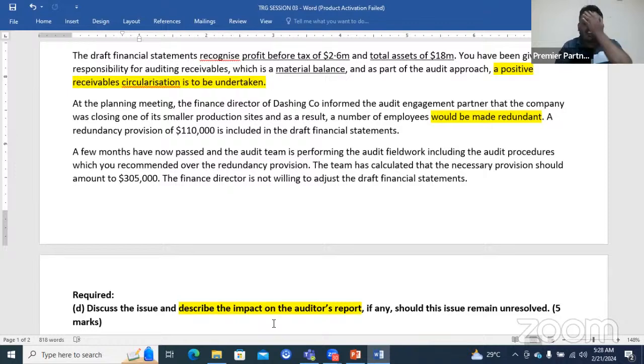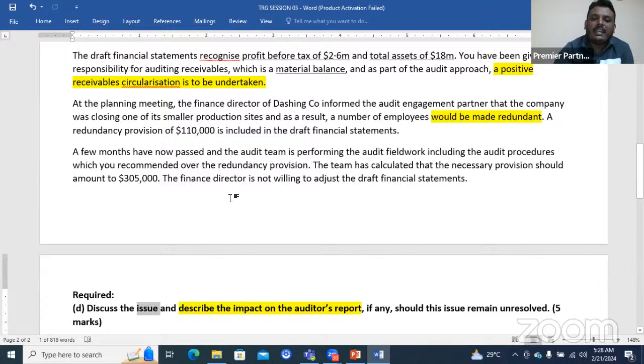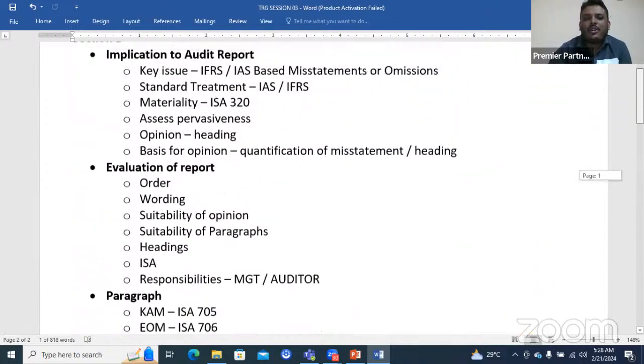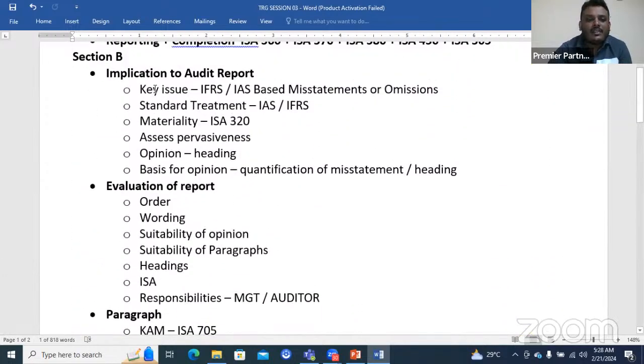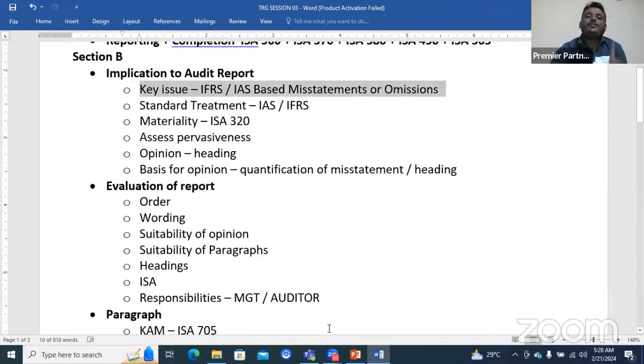Don't just write down answers without understanding the question. First, they ask us to discuss the issue. It's your duty to identify the problem first. That's why in my answer structure for implication to audit report, I said: first, explain the key issue. If you want to explain the key issue, you should have clear standard knowledge. Without standard knowledge, you can't identify the key issue.